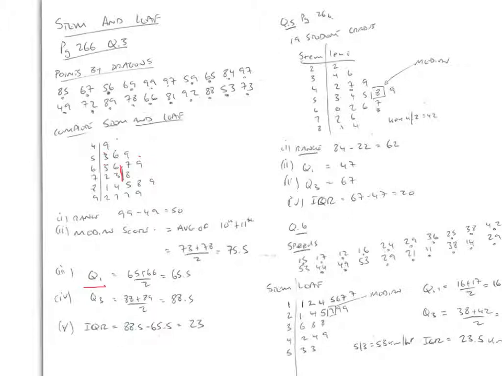So that's 1, 2, 3, 4, 5 and 6, the average of those two. 65 plus 66 over 2 is 65.5.